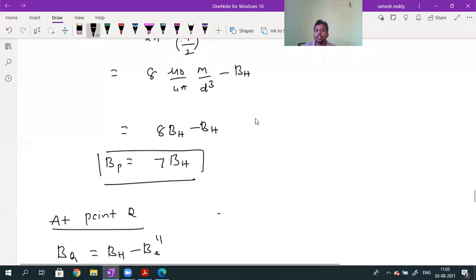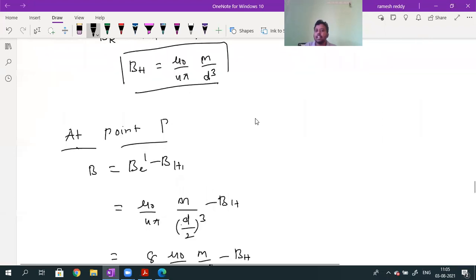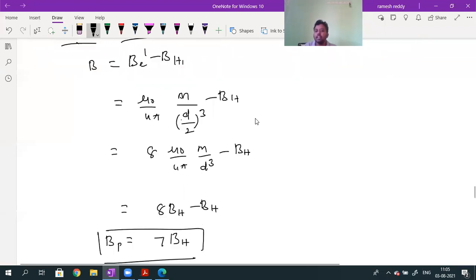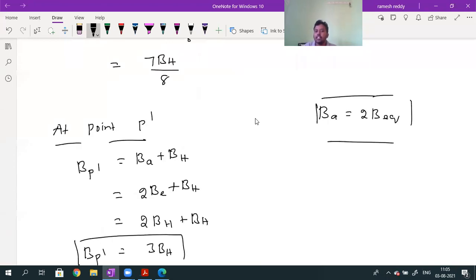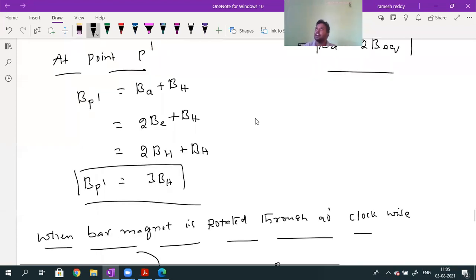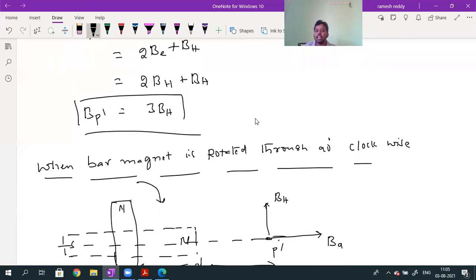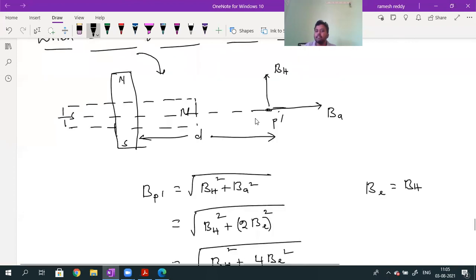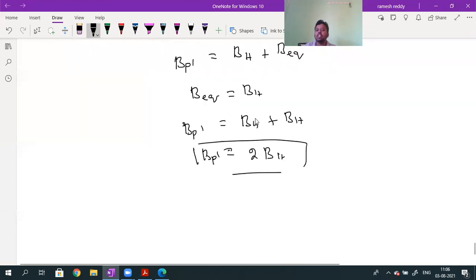Initially, the bar magnet's north pole is towards the geographic north. The null point is obtained at a distance d. Then I calculated the magnetic field induction at a distance of 2d. What is the magnetic field induction at a distance d on the axial line? Now, one bar magnet is rotated through an angle of 90 degrees: what is the magnetic field induction at point P? When the bar magnet is rotated through 180 degrees, what is the magnetic field induction? So those values are calculated.